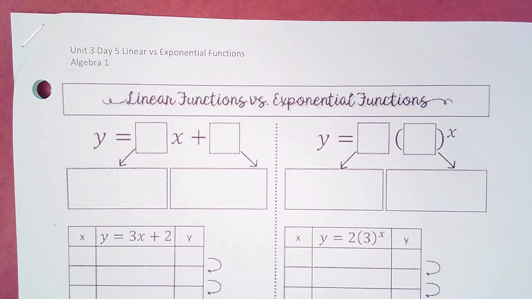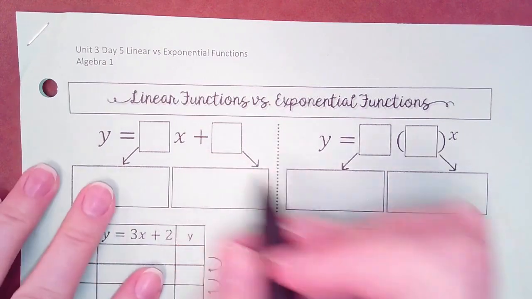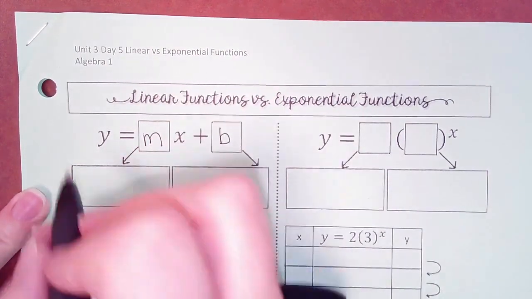Okay, so let's talk about linear versus exponential functions. So first, remember linear. It's y equals mx plus b. That's slope-intercept form, where the m is standing for your slope.